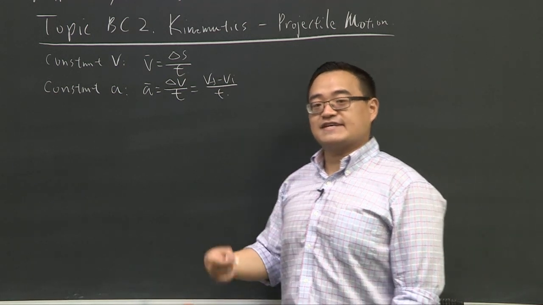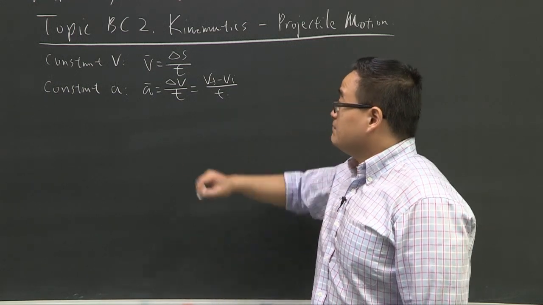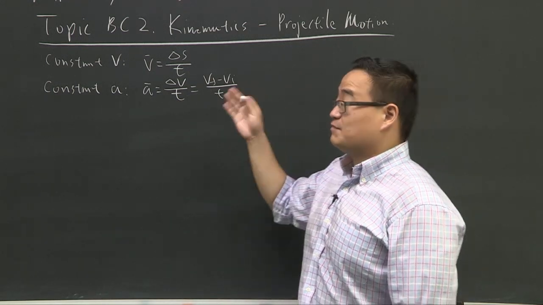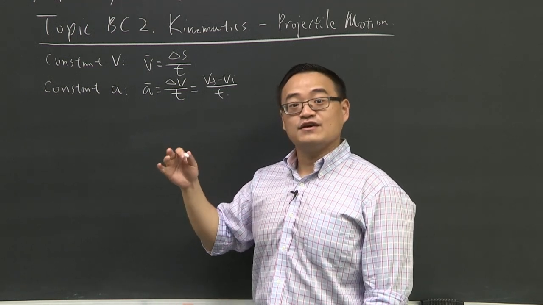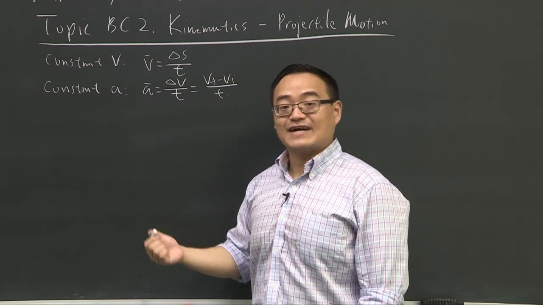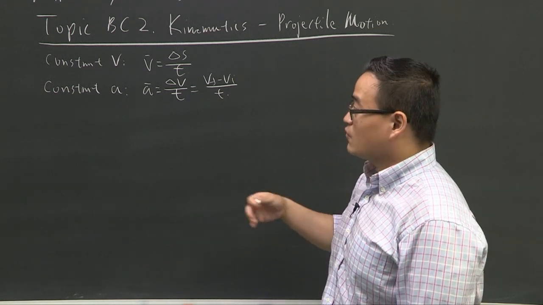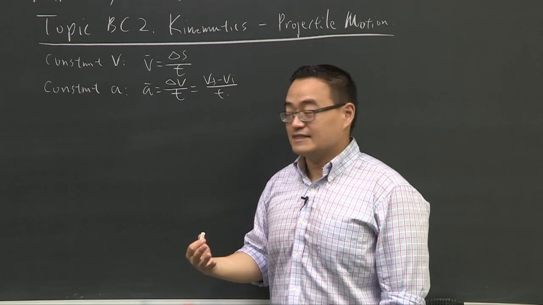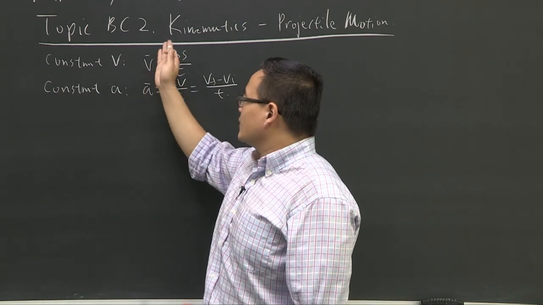Keep in mind, I keep on saying the term average because AP Physics B deals with mostly average velocity and average acceleration. When you get to C, we're going to talk about instantaneous velocity and instantaneous acceleration. It will be a different topic, which we'll go over for those of you who are interested in C in a separate lecture.